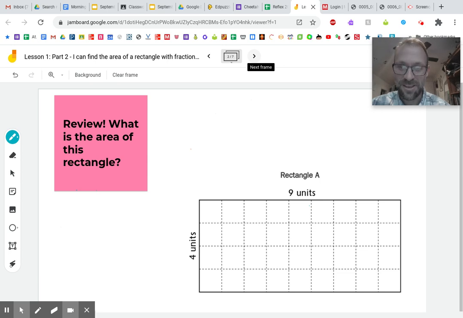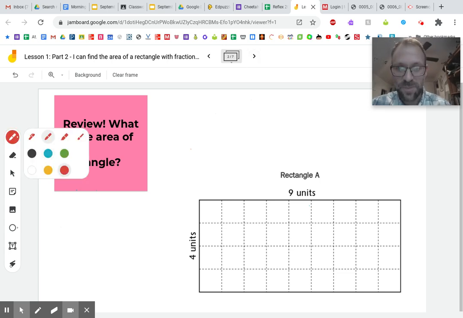Welcome back. Okay, let's see. Some of you might have used the counting strategy. So let's do that. If we counted up all these squares, wow, there's a lot of them. Let's do this pretty fast. Okay, you ready? Here we go.